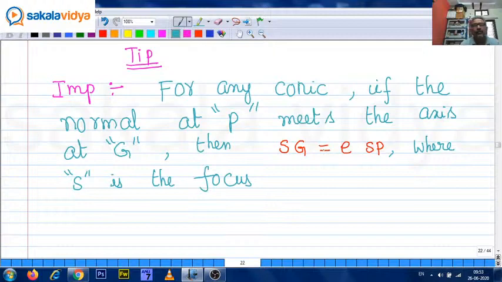So now how to remember this one: SG is equal to e times SP. SG equals e times SP. You remember like that. Right.